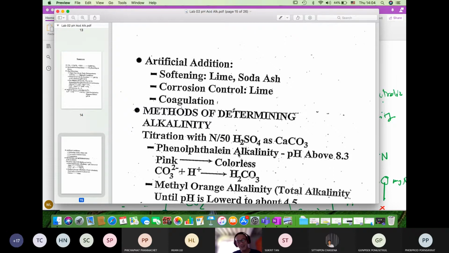The acidity tends to increase. So this is the natural process by which alkalinity and acidity can be changed.